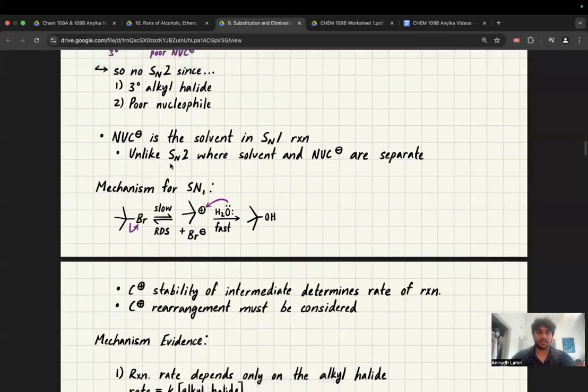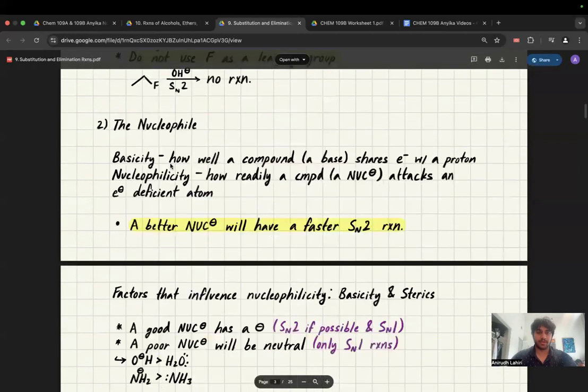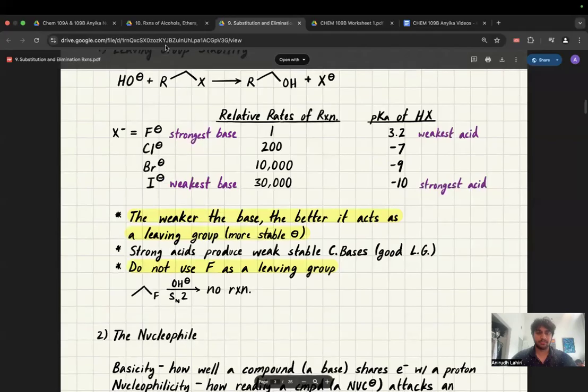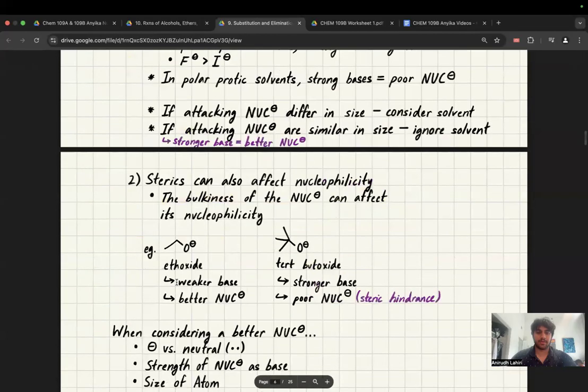Unlike SN2, where solvents and nucleophiles are separate, right? When we looked at SN2 reactions, this is not the solvent. OH minus is not the solvent, right?